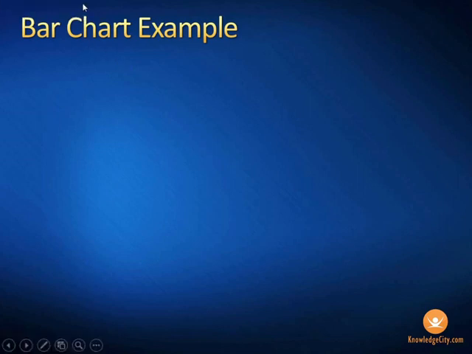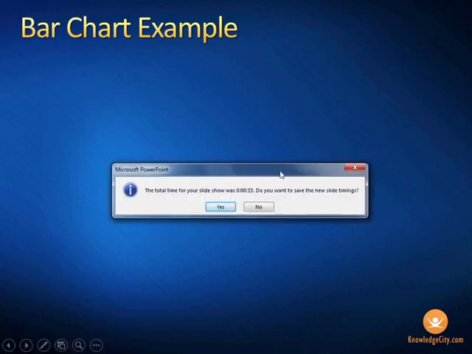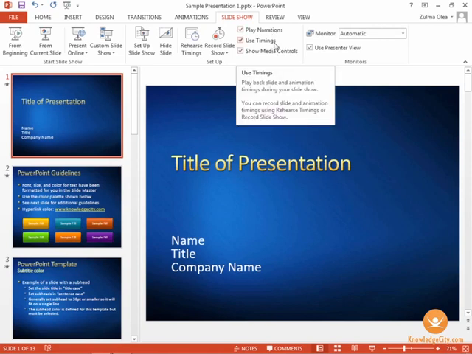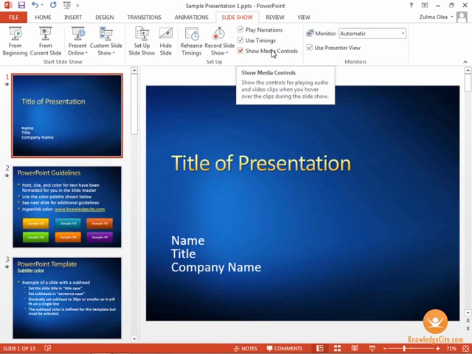I'm going to go ahead and click Close. And you have a window that shows up that says what the total time for your slideshow was and whether or not you want to save that. I'm going to go ahead and click No. And here are some options here. You can play the narrations, use the timings, and show the media controls or not on your presentation.